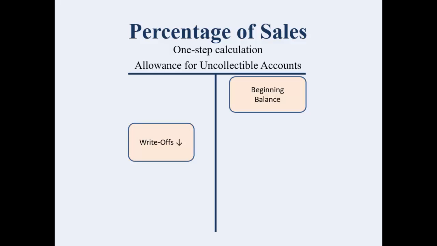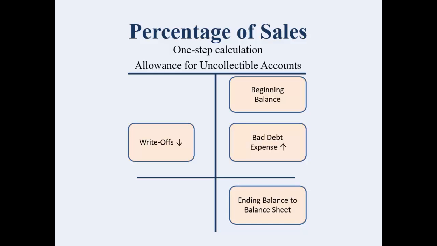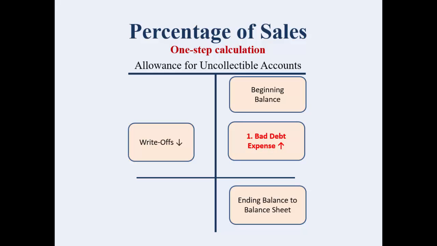Beginning balance: write-offs will decrease the allowance account. When you record bad debt expense at the end of the year, that will increase the allowance account. And then, of course, you'll have an ending balance to the balance sheet. But that bad debt expense, that's that middle number. It's a one-step calculation. Take your sales, multiply it by the percentage you're using. That's your bad debt expense, and you're done.